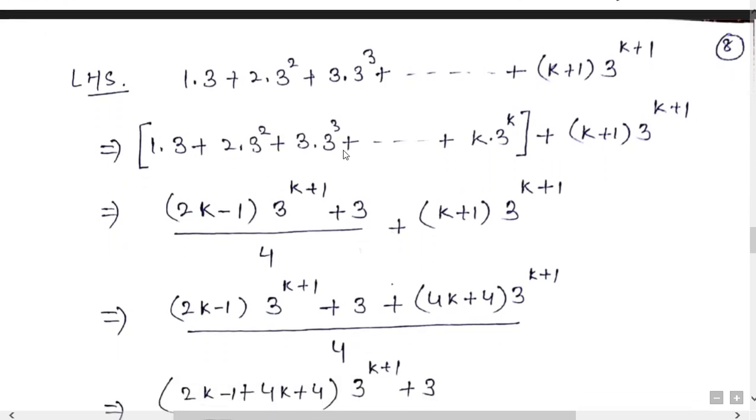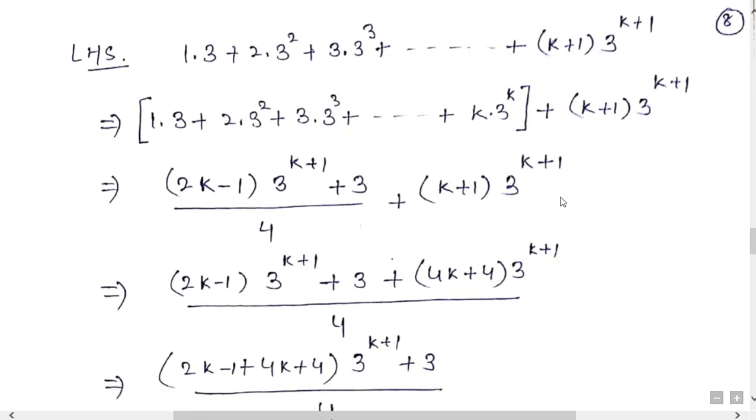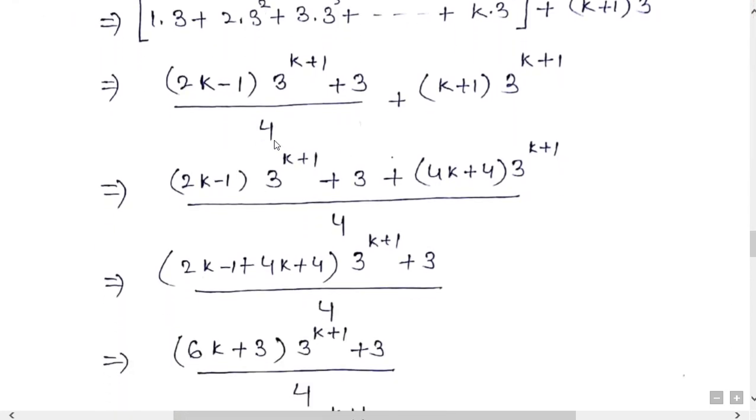Insert this value from point number 2, 2k minus 1, 3 raised to power k plus 1 plus 3 divided by 4. It was the value of this series up to k into 3 raised to power k, and the last term is pending, k plus 1, 3 raised to power k plus 1. Now take LCM, multiply 4 by this term. It will be 4k plus 4 into 3 raised to power k plus 1, and the first two terms remain as it is.